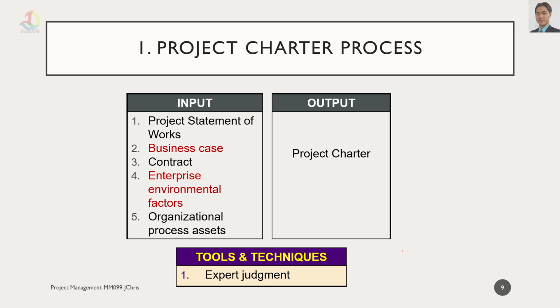Let's talk about the project charter. The project charter process has inputs, tools and techniques, and outputs. The output itself is the project charter, a document. The inputs we use as the data consist of the project statement of work, business case, contracts, enterprise environmental factors, and organizational process assets. Using expert judgment from the project manager and the team, they will process this input to become output. So using this data, they're going to create a project charter.